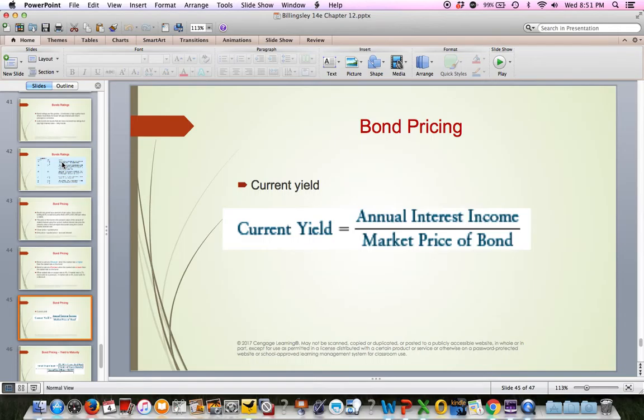The yield on a bond is simply the annual interest divided by the market price. That's the yield that you would return.